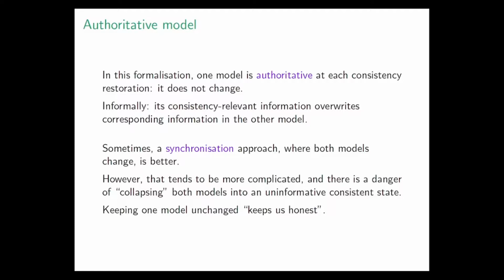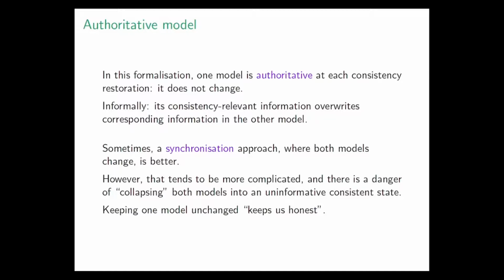It's worth remarking that I've already incorporated the assumption that one model is authoritative at each consistency restoration, so only one of the models is allowed to change, and it must change in such a way as to bring it into consistency with the model which is not allowed to change. And what we're saying here is, if you like, that in cases of conflict between the two models, we know which one is going to win. The consistency-relevant information from the authoritative model is going to overwrite corresponding information in the other model.